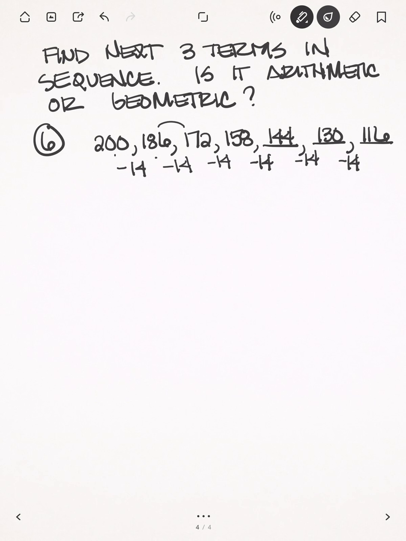So we completed our next three terms in the sequence because we found our sequence generator. And you could say we're subtracting 14 or we're adding a negative 14. Since we're adding a negative 14, is this an arithmetic sequence or geometric? Well, since we're adding or subtracting, we would say this is an arithmetic sequence.